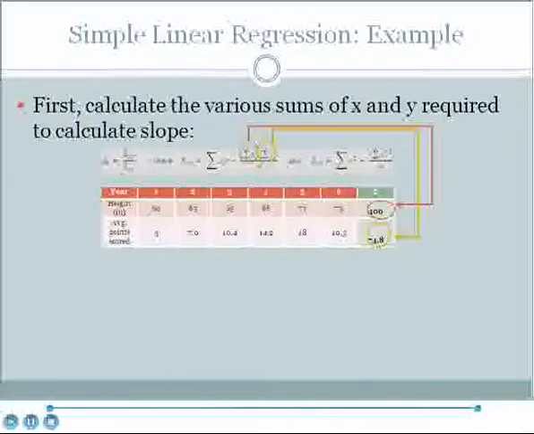These are calculated here. The sum of all the x values is the sum of all the heights in inches, or 400 inches, and the sum of all the y values, or the average points scored, is the yellow value, 74.8.